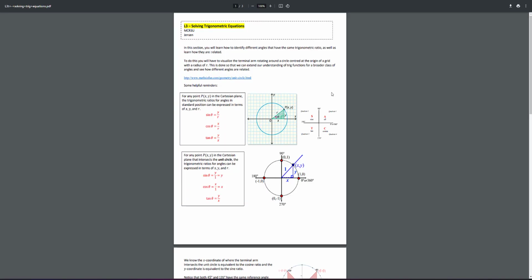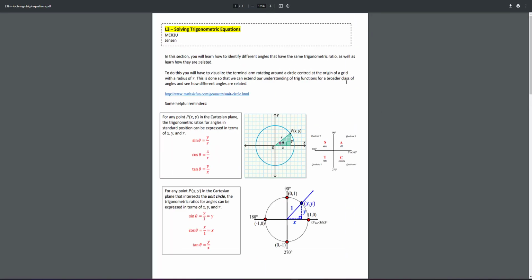What is lesson 3? Oh, okay. Lesson 3 is a good one.